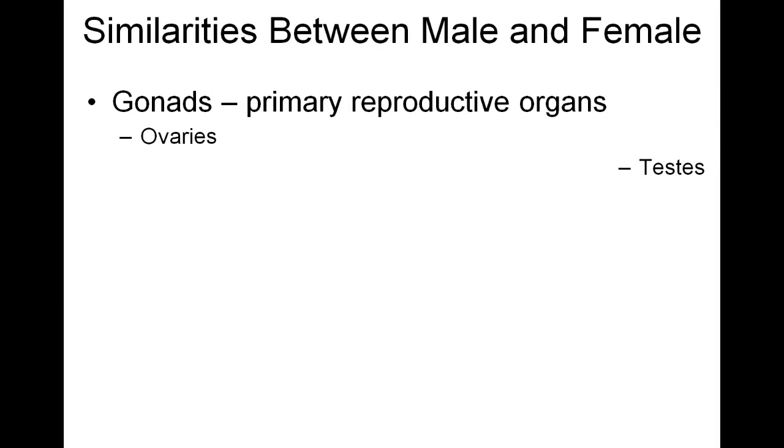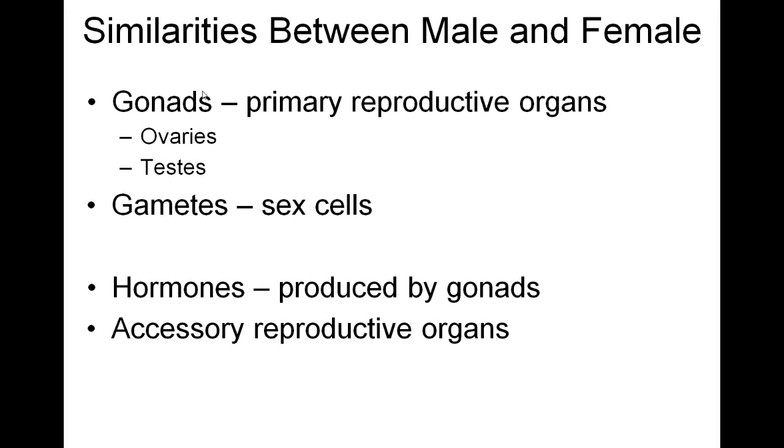Okay, now, we also talked about the similarities between male and female. The gonads are the primary reproductive organs, so they produce the gametes, and the gametes are the sex cells. The ovaries make the eggs and the testes make the sperm. The sex hormones are produced by the gonads in both the male and the female. Those are the estrogen and progesterone, and the testosterone and androgens in the males. Accessory reproductive organs are essential for reproduction in order to fertilize the egg, but they're not responsible for making the gametes.